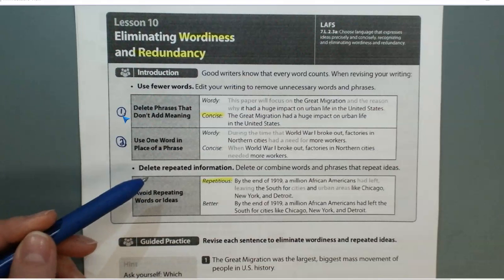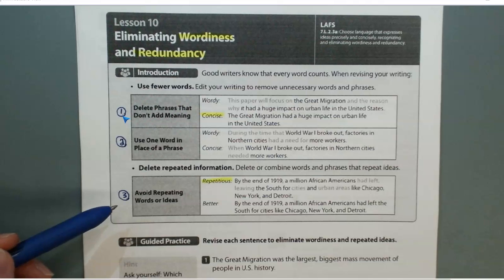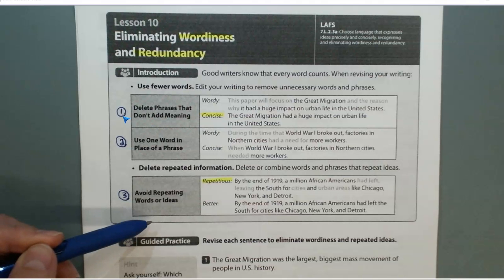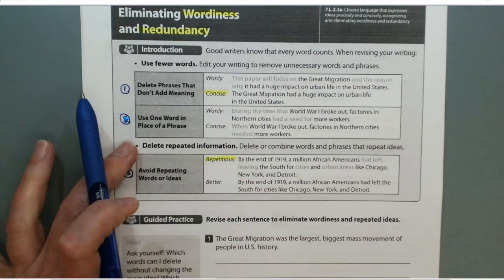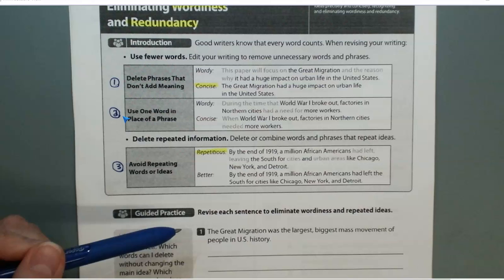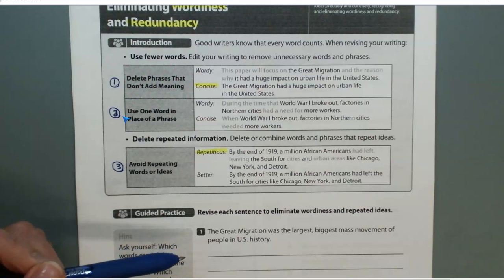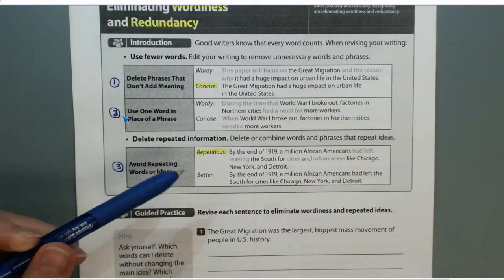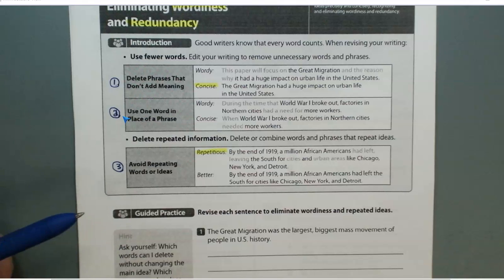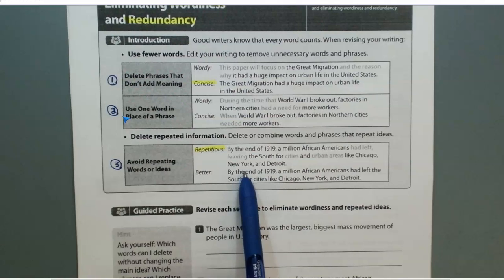Number 3, deleting repeated information. Avoid repeating words or ideas. Probably the easiest thing to look for in a sentence. By the end of 1919, 1 million African Americans had left, leaving the South for cities and urban areas like Chicago, New York, and Detroit. So we have "had left, leaving the South," and then "for cities and urban areas." Well, "had left, leaving," they literally repeat the same thing. So obviously you're going to take that out.